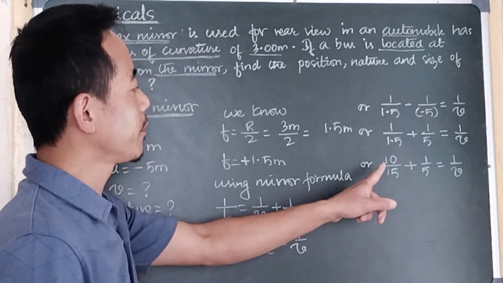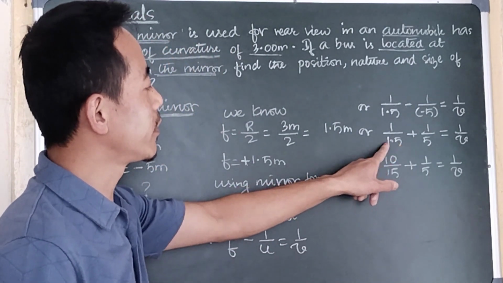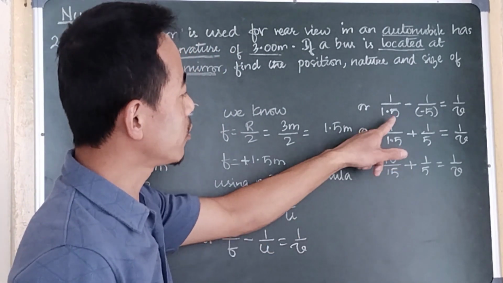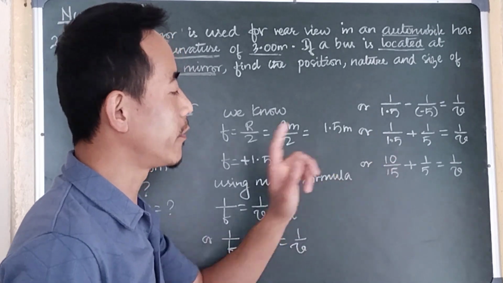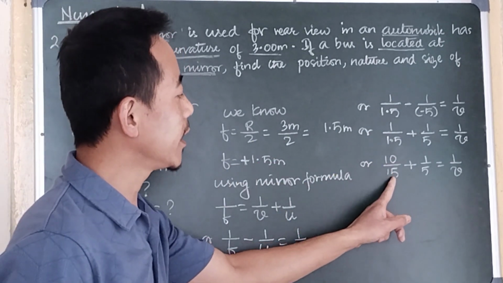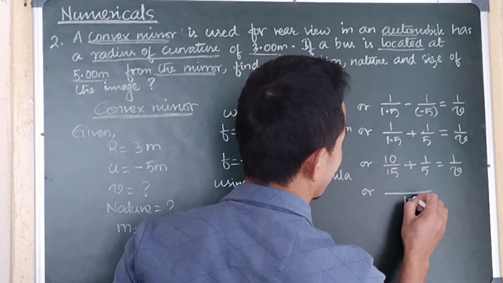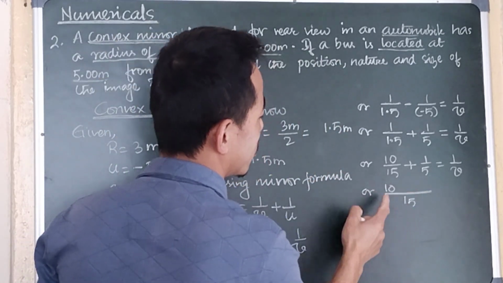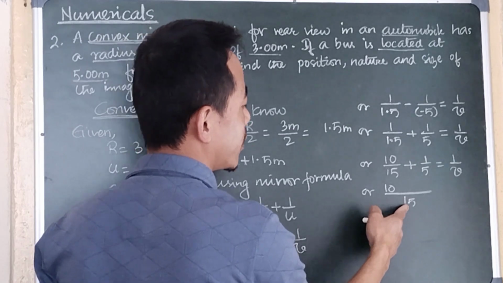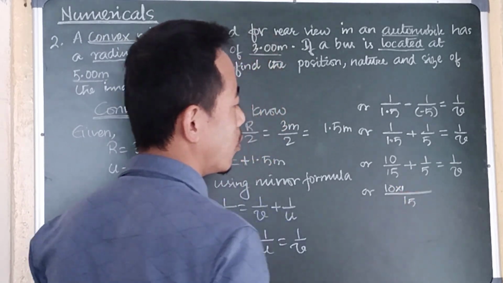So what we have done here, 1.5 can be written as 15 divided by 10. So that 10 goes to the numerator, so we can write 10 divided by 15 here. Now you can find the LCM of 5 and 15, which will be 15 itself. So here we have 10. So 15, 1 time is 15.